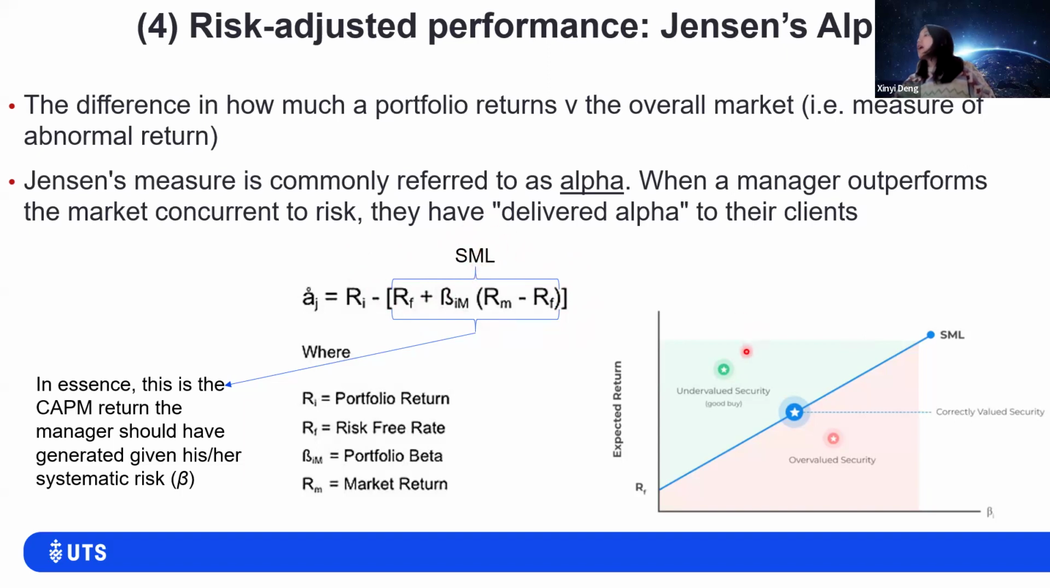And as we discussed previously, whenever we have a security that is located above the security market line, we would be having an undervalued security. And for any security that's located below the security market line, we call it an overvalued security. The above part corresponds to positive alphas, and the red part, the part below the security market line, corresponds to negative alphas.